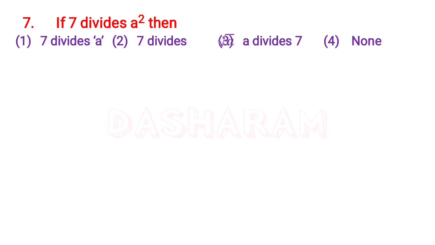Next, the seventh question: if 7 divides a square, then, so observe the options. It is a question from the first chapter, real numbers. 7 is a prime number. So if a prime number divides a square, then the same prime number divides a also. It is a theorem in the first chapter, real numbers. So option 1 is correct.